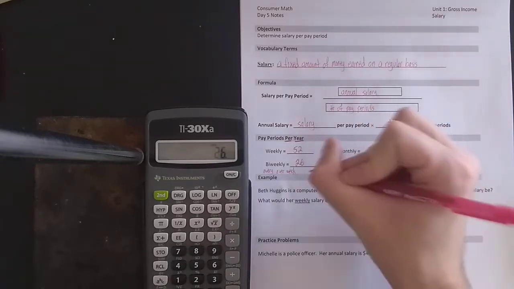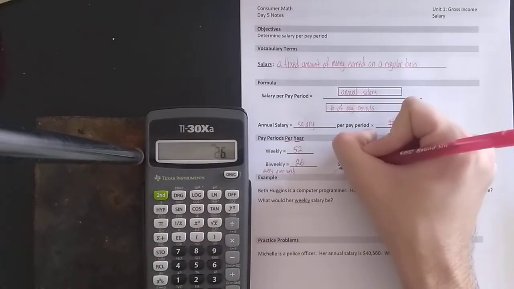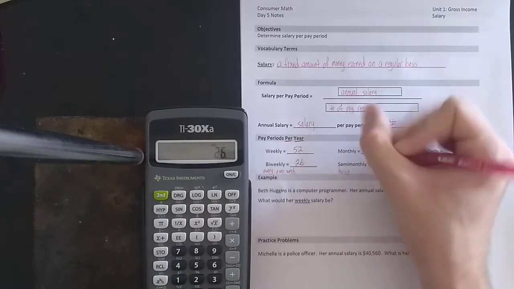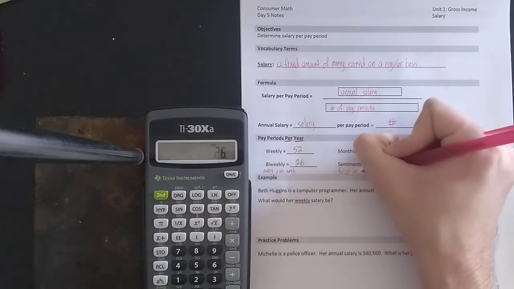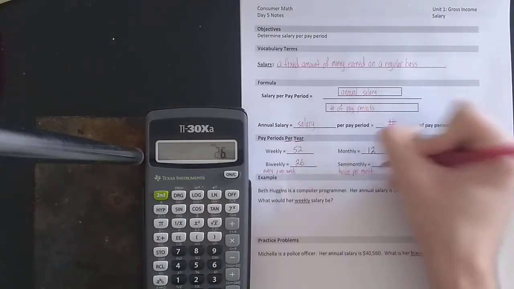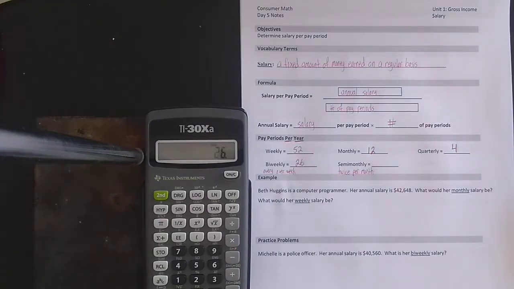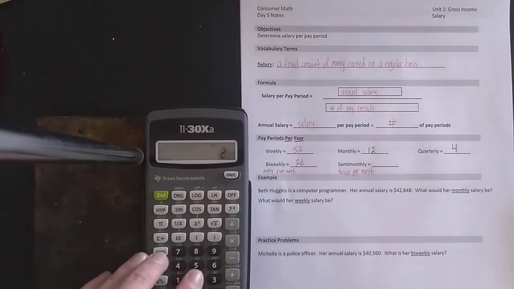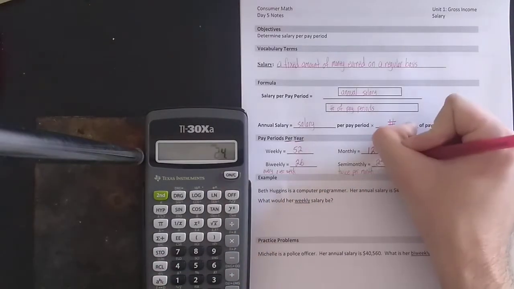Semi-monthly is very similar to bi-weekly, but it's not the same. Semi-monthly means you get paid twice per month. Now you might think, how is that different from bi-weekly? Remember, a month is not quite exactly 4 weeks. So semi-monthly is just a little bit different from bi-weekly. If you get paid twice per month and there's 12 months in a year, 12 times 2 is 24.